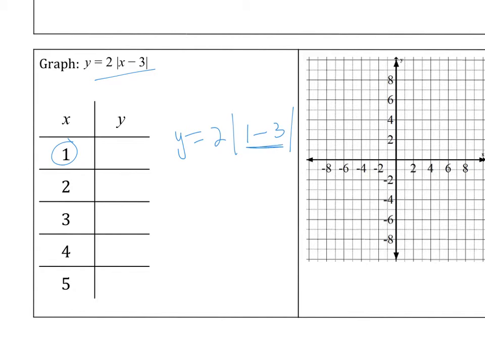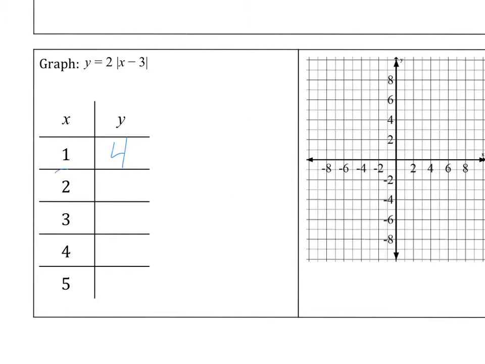Seeing this as a grouping symbol, I'm going to do this calculation first. 1 minus 3 is negative 2. To take care of that grouping symbol, I have to take that absolute value, positive 2. So this becomes 2 times positive 2. So if x is 1, y equals 4.